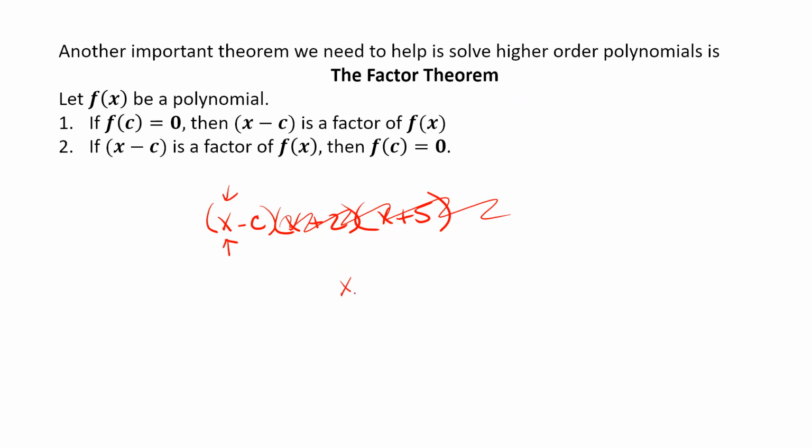So if we had something like x squared minus 3x plus 2, and we factor that, it would be x minus 2, x minus 1, then we know that 2 and 1 would be solutions to this equation. So 2 and 1 are zeros of that polynomial. So f of 2 would be 0, f of 1 would be 0. And that tells us that x minus 2 and x minus 1 are factors. And if x minus 2 and x minus 1 are factors, we know that f of 2 and f of 1 are zeros. So that's all that this factor theorem is telling us.